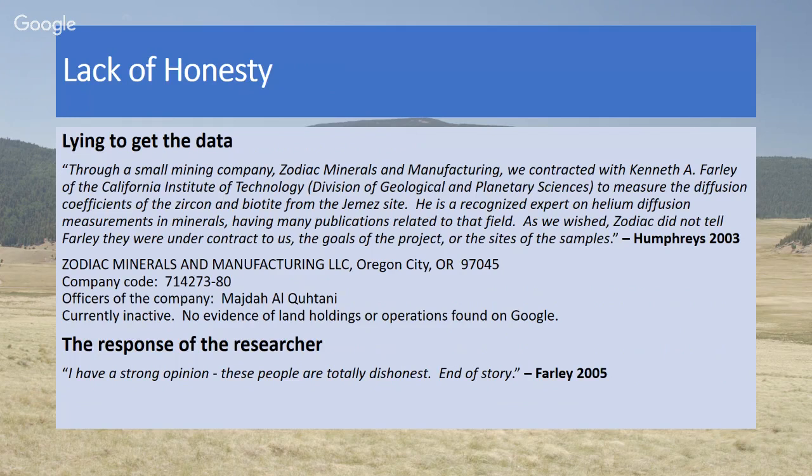What's also interesting is if you research the Zodiac Minerals and Manufacturing Company, there is a company by that name registered in Oregon City, Oregon. The officer is Majda al-Kutani, I guess. And there's no activity, no evidence of land holdings, no evidence that they ever mined or manufactured anything in their existence. But nevertheless, they were used to get the data. So this raises some concerns about the ethics of the study.